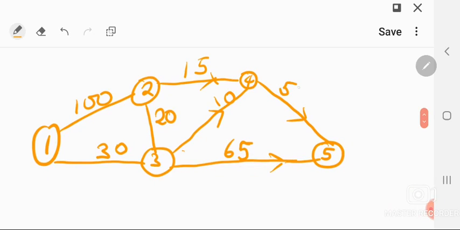Okay, so this is our network diagram, and then suppose we have been asked to find the shortest possible route. Maybe they might tell you to use Dijkstra's algorithm or maybe any other, but this video is mainly focusing on Dijkstra's algorithm. So how do you find that?